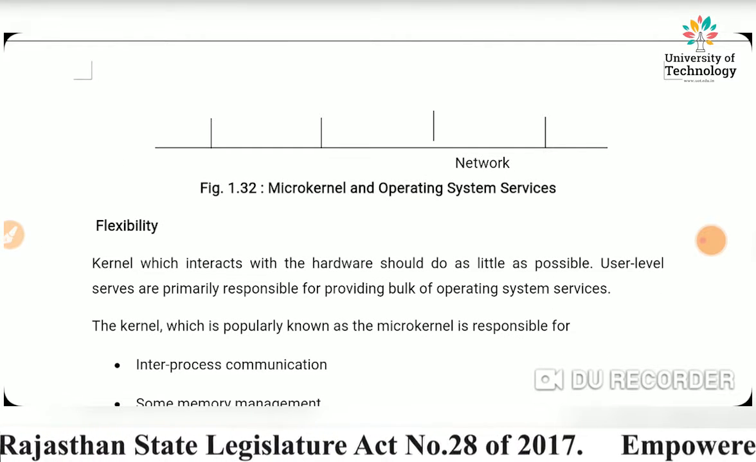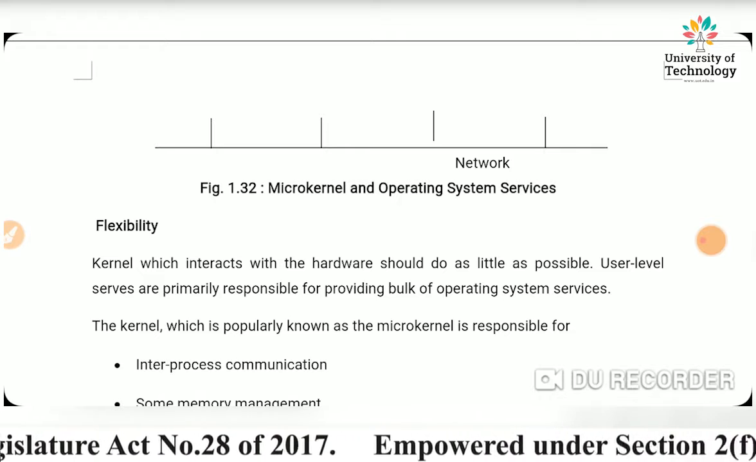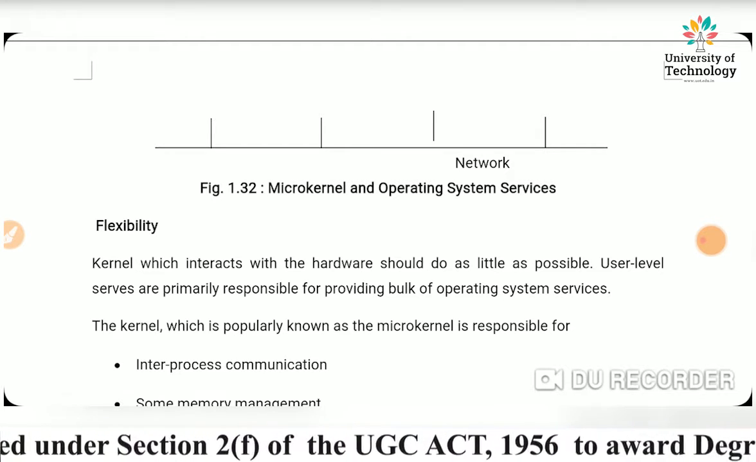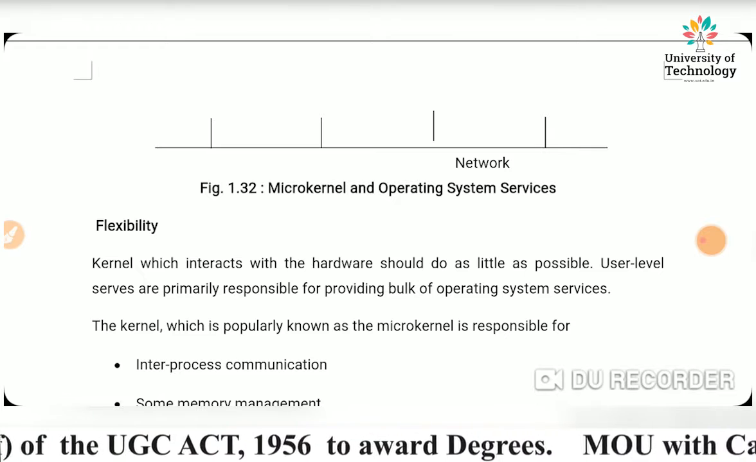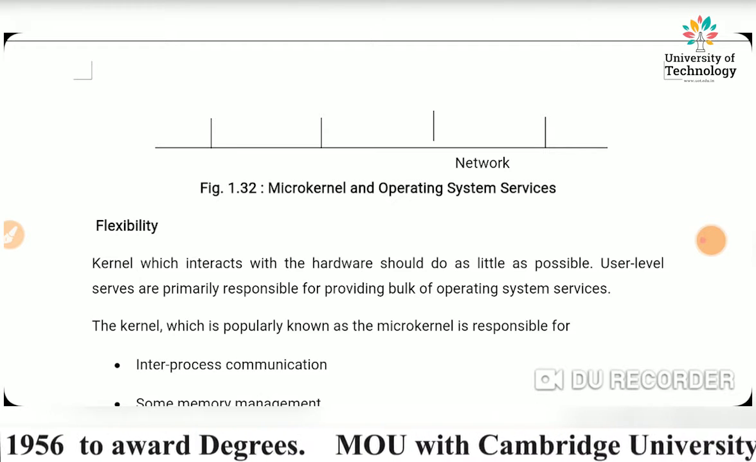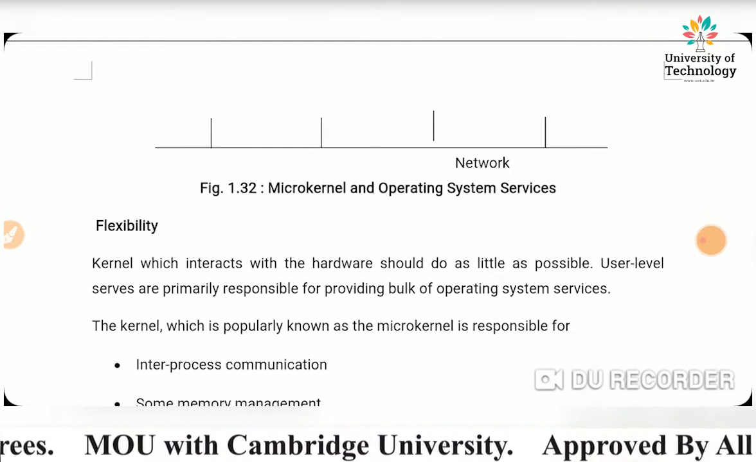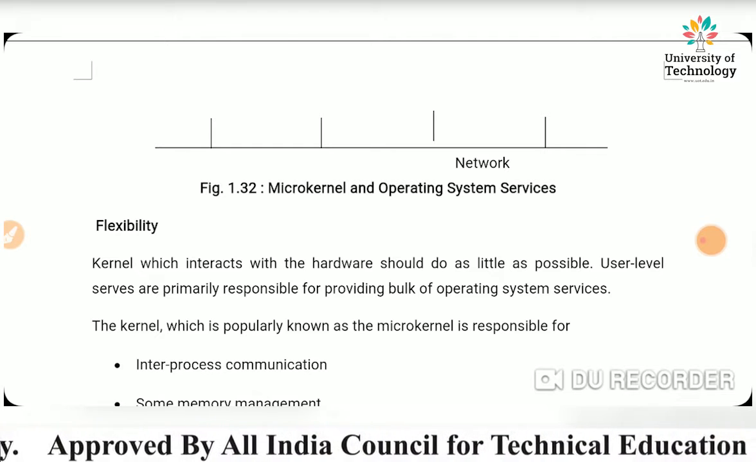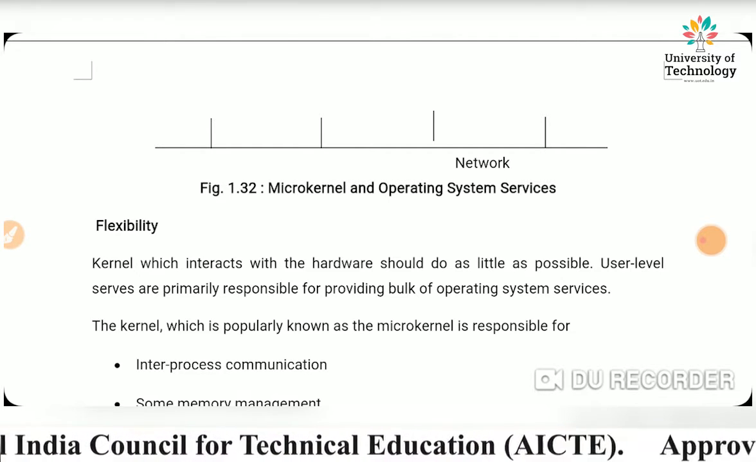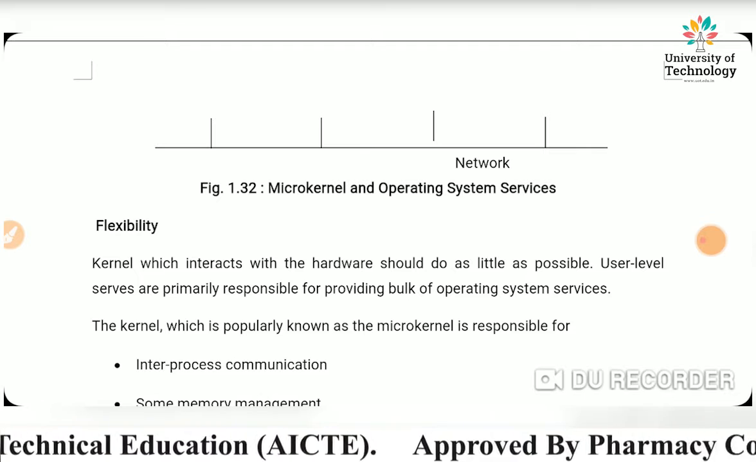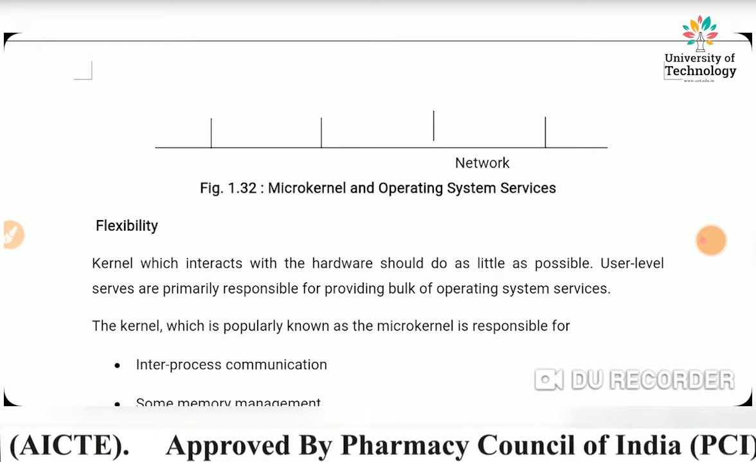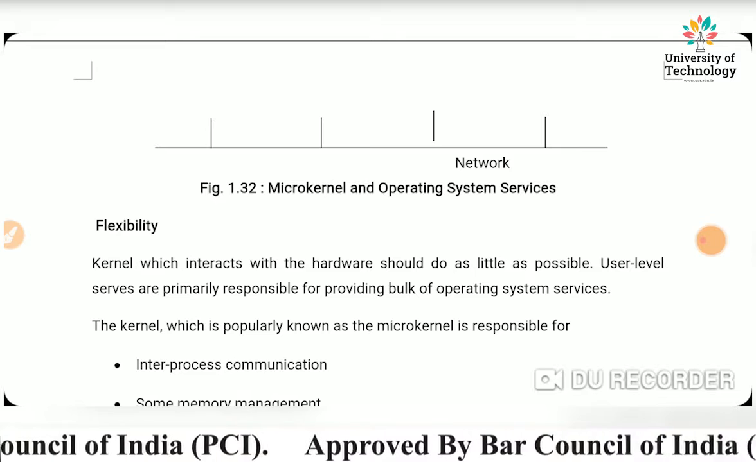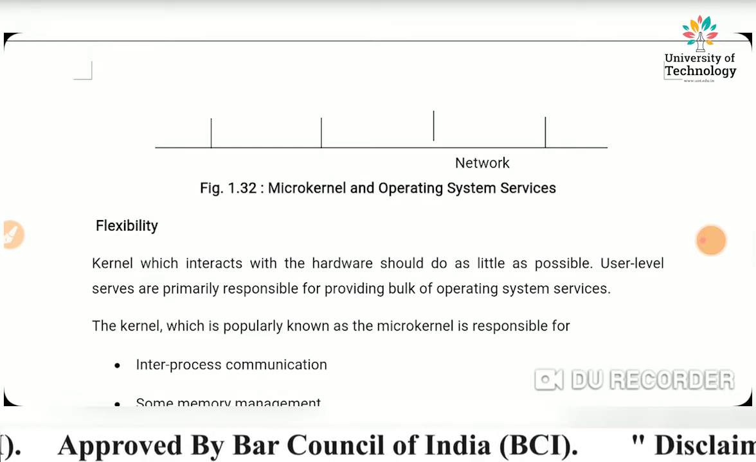The kernel, which interacts with the hardware, should do as little as possible. User level servers are primarily responsible for providing the bulk of operating system services. So the kernel, which is popularly known as the microkernel, is responsible for inter-process communication, some memory management, some low-level process management and scheduling, and low-level input and output. All other services are obtained by sending messages to the appropriate server.